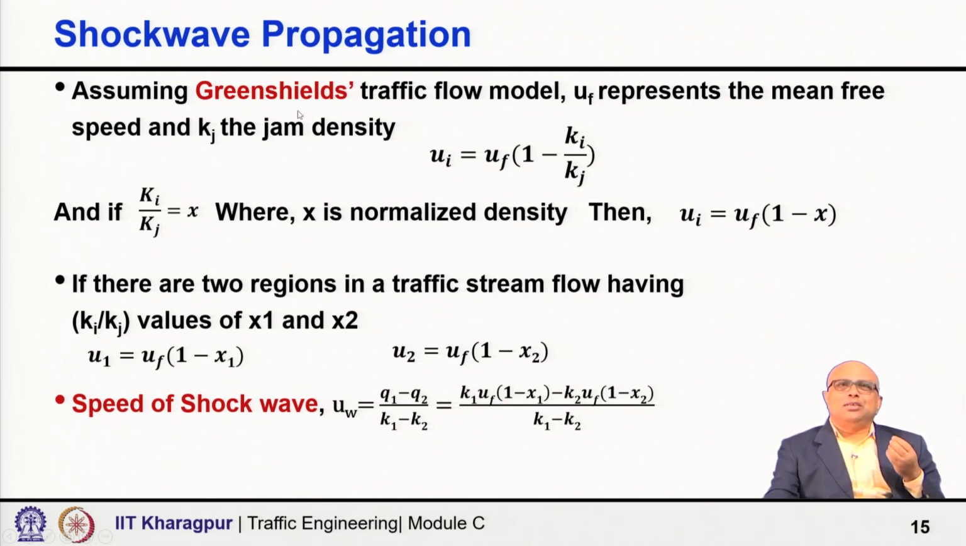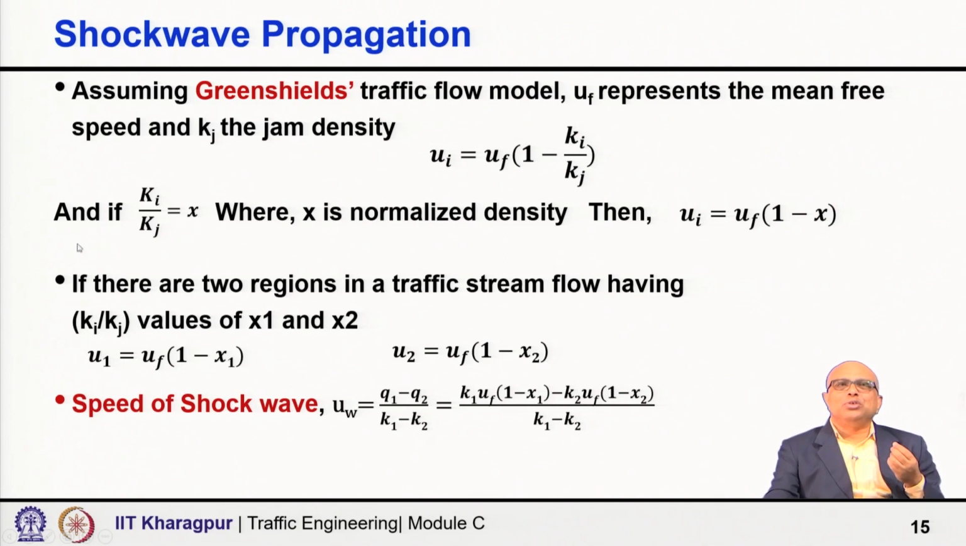Let us assume that the Greenfield's traffic flow model is valid, Uf is the free flow speed, and Kj is the jam density. Then if the Greenfield's linear speed-density model is valid, what will be the equation? You are already familiar with this one: Ui equals Uf into 1 minus Ki by Kj. So, for any traffic state where the speed is Ui and density is Ki, if Uf is the free flow speed and Kj is the jam density, you can express the speed-density relation using this linear equation.